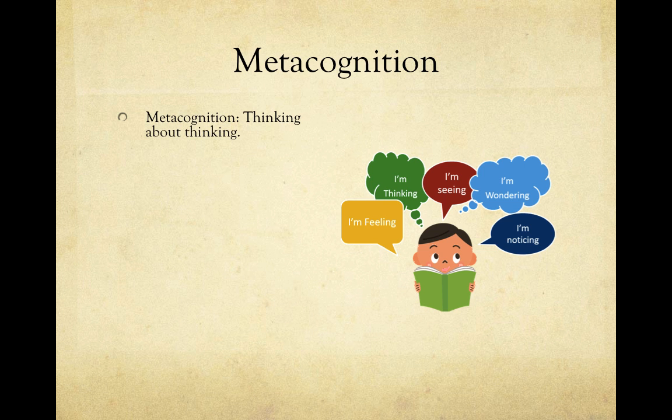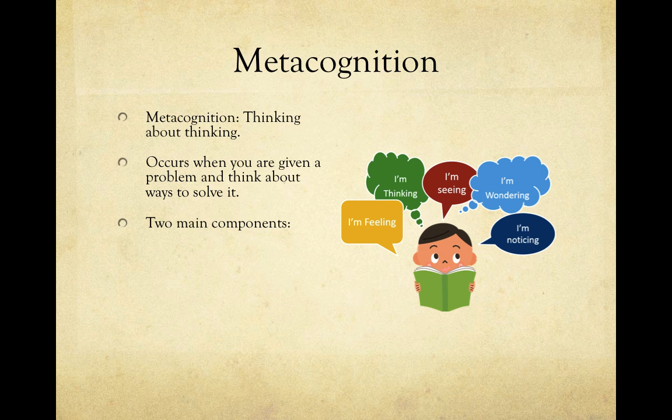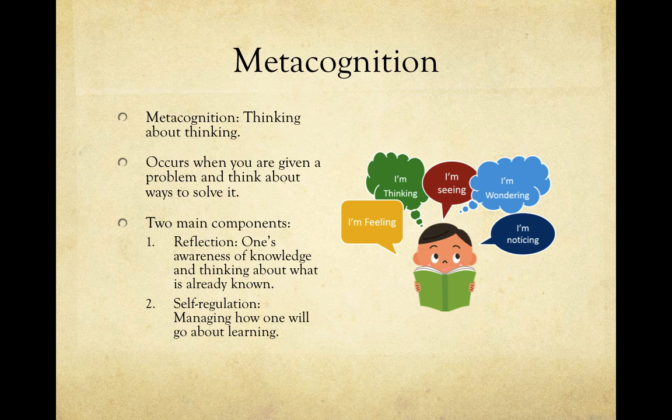Metacognition. Metacognition is simply thinking about thinking. It occurs when you are given a problem and think about ways to solve it. Two main components to metacognition are: number one, reflection, one's awareness of knowledge and thinking about what is already known. And two, self-regulation, managing how one will go about learning.